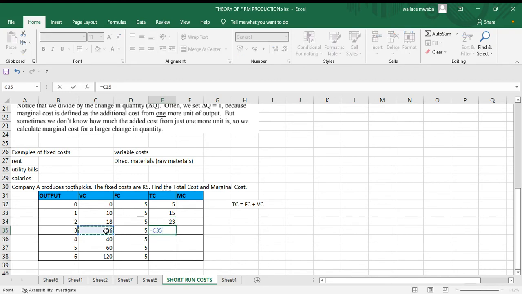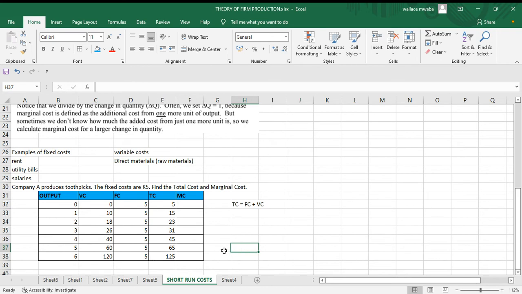Next one, when we produce 3 units, what's the total cost? It's going to be 31. We produce 4 bundles of toothpicks, our total cost increased to 45 kwacha. And when we produce 5 bundles of toothpicks, our total cost increased to 65 kwacha. And then when we produce 6 units of toothpicks, our total costs increased to 125 kwacha.